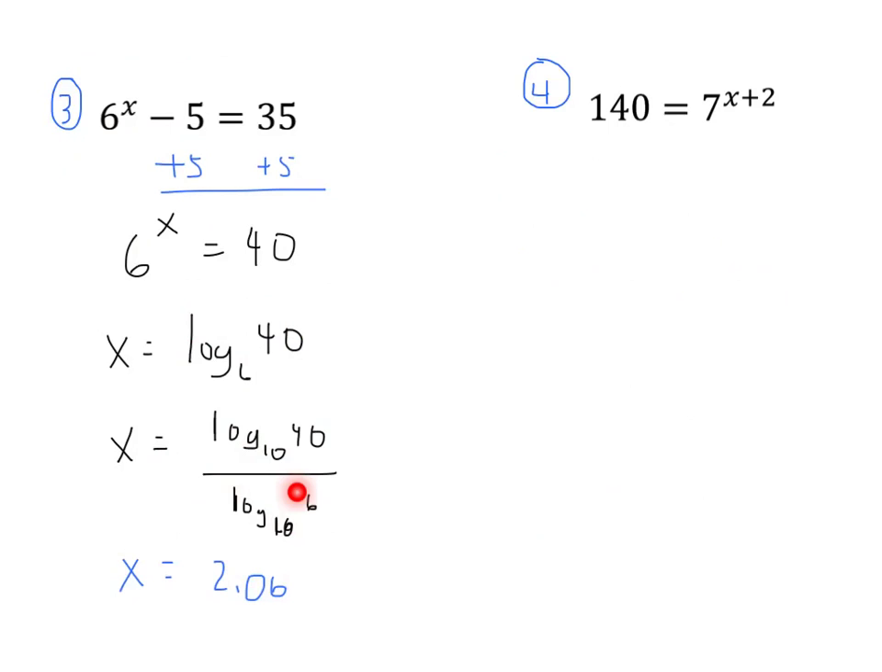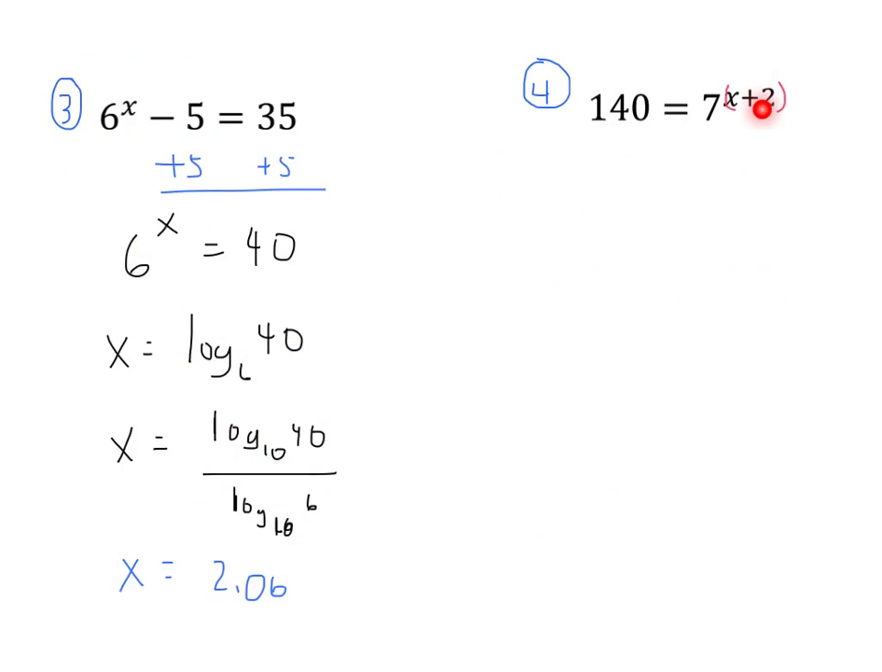Okay, so let's do another one here. We've got 140 equals 7 to the x plus 2. What I want you to notice here is that this time I have this whole thing, x plus 2, as my exponent, this whole thing together, x plus 2.